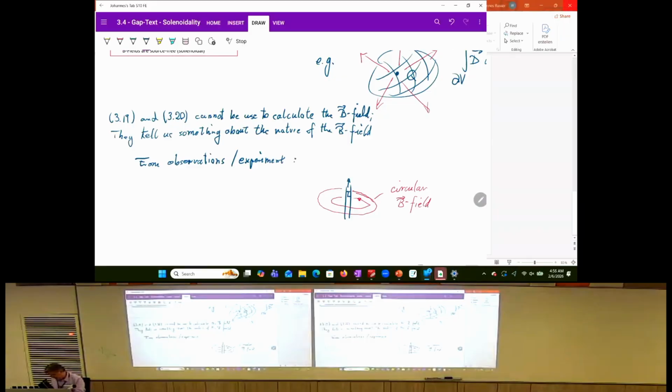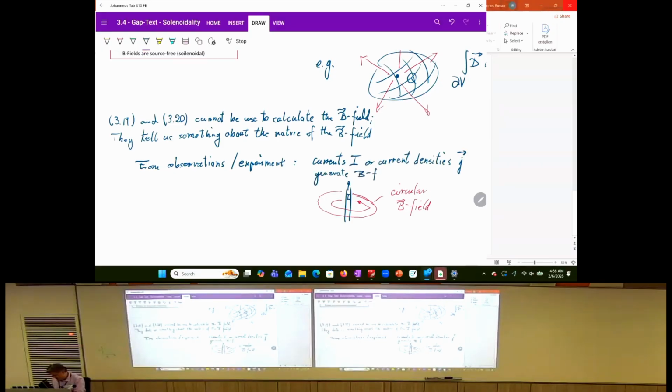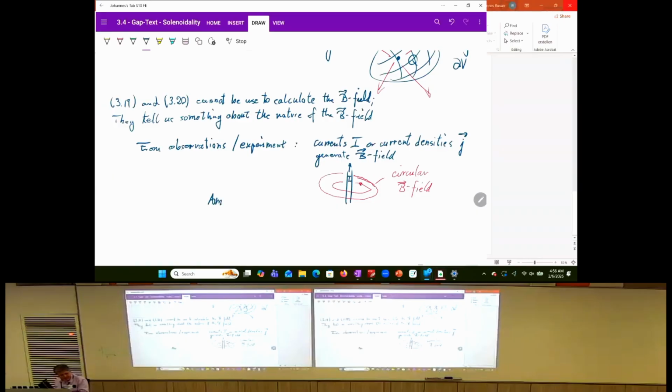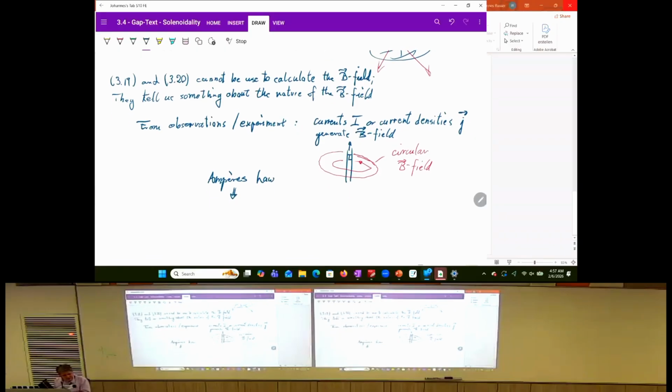And you have the circumstance that currents I, or current densities J also, of course, generate a B field. And that will, in the end, bring us to Ampere's law, which will enable us to calculate magnetic fields. But that is coming up soon, this is where we are heading. Ampere's law will be part of Maxwell's equations also.